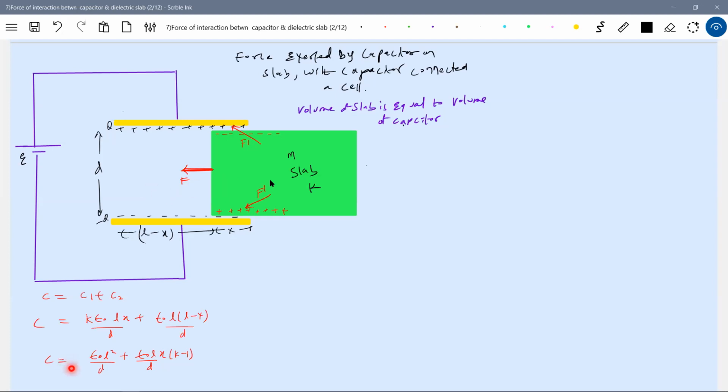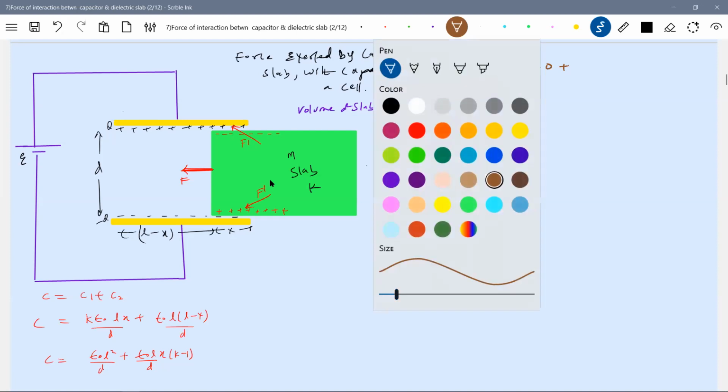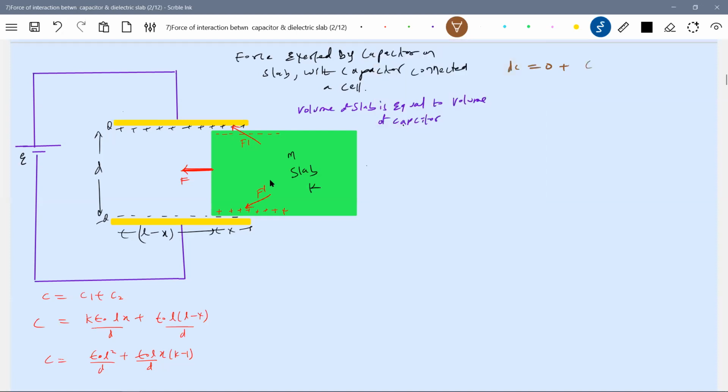Okay, let me differentiate this. dC is equal to 0 plus epsilon naught L dx (K minus 1) over d, or the change in capacitance equals epsilon naught L (K minus 1) dx over d. So this is the change in capacitance. Now look at the capacitor. What quantity of the capacitor is constant? Potential remains constant.